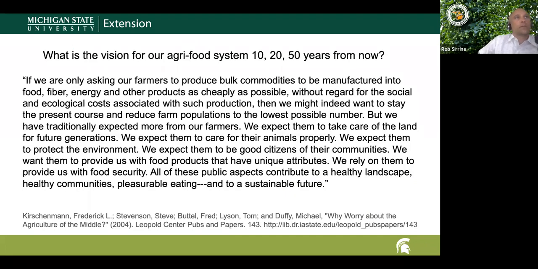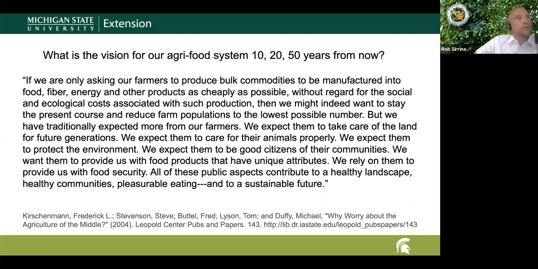So just to wrap up here, this is also from that same 2004 white paper. What is the vision for our agri-food system 10, 20, 50 years from now? If we are only asking our farmers to produce bulk commodities to be manufactured into food, fiber, energy, and other products as cheaply as possible, without regard for the social and ecological costs associated with such production, we might indeed want to stay the present course and reduce farm populations to the lowest possible number.